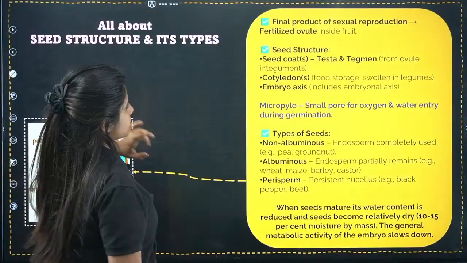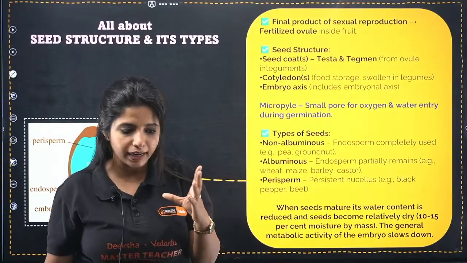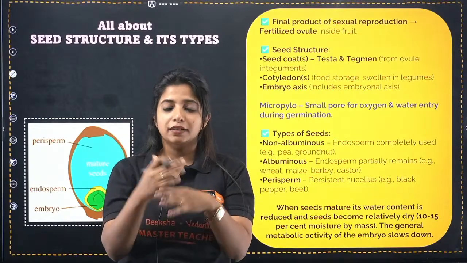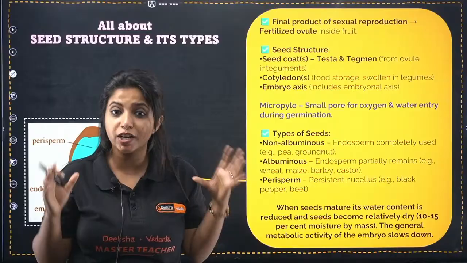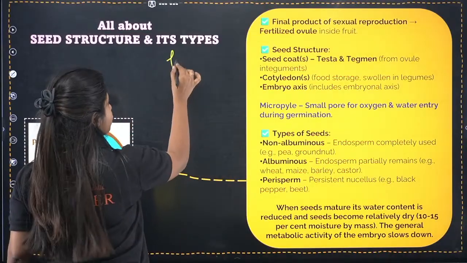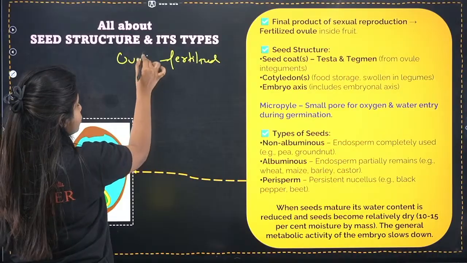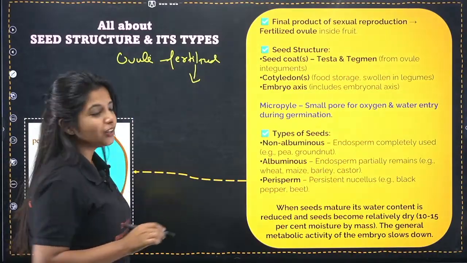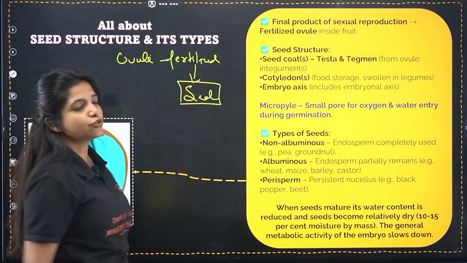The first thing is that the final product of sexual reproduction is basically a fertilized ovule, right? Inside the ovule you have your embryo which is being formed. So when you say that the embryo is being formed, you say that fertilization is over. And I told you, when fertilization is over, you will not call this an ovule anymore. You will rather call this a seed. So seed is nothing but a fertilized ovule.